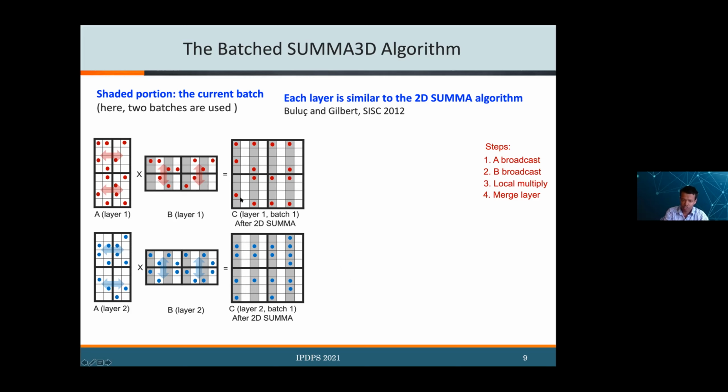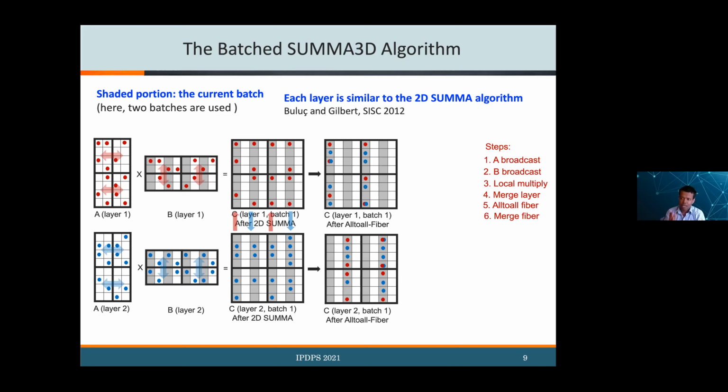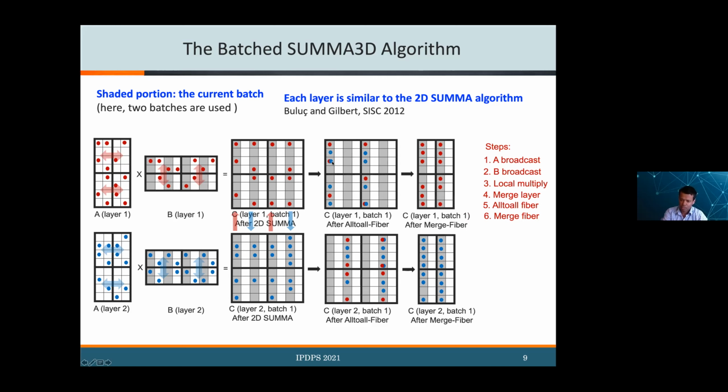But here, this column represents a partial result of the original output. So we have to communicate across layers. We communicate this way, and after we perform this all-to-all across layers, we merge those operations. We call this the merge fiber operation. When we perform all-to-all across layers, we receive the appropriate data and then merge it. For example, here we have red and blue dots, we merge them to get the final result. Then we can shrink it to a proper shape, which is the shape of the A matrix. And this is our 3D distributed output matrix C.